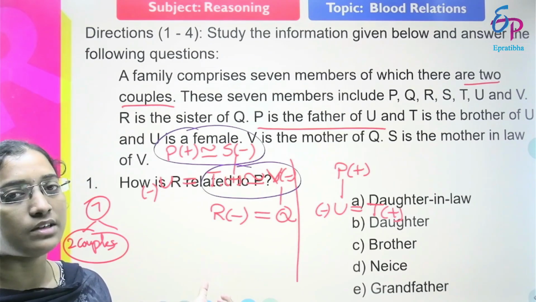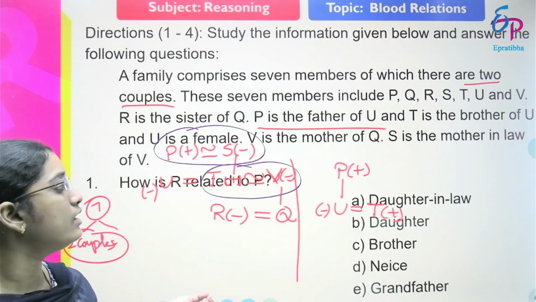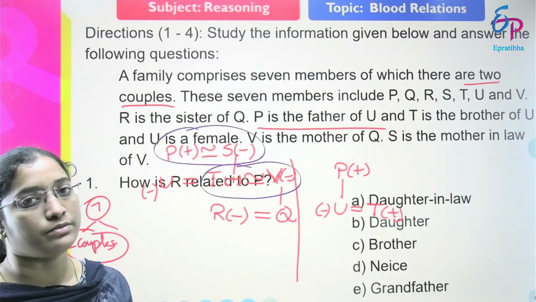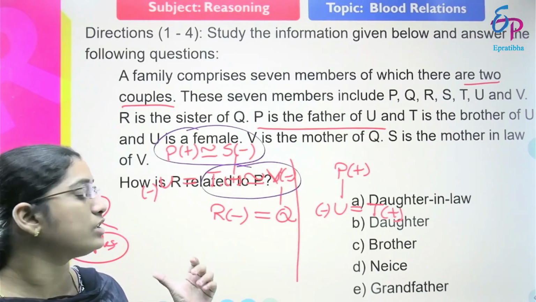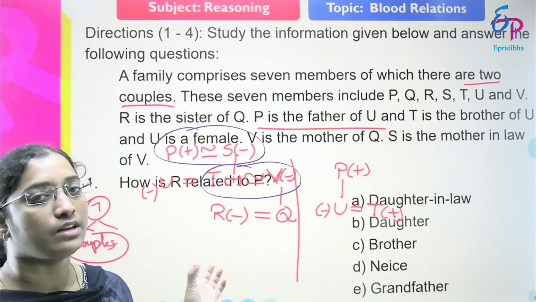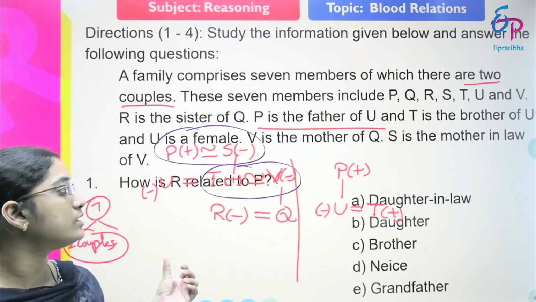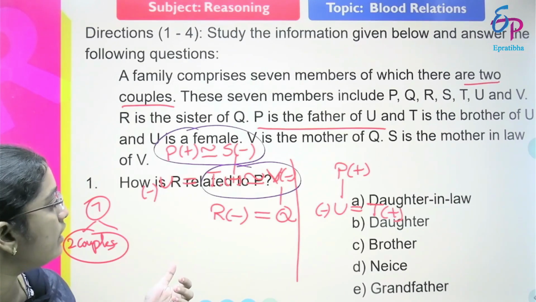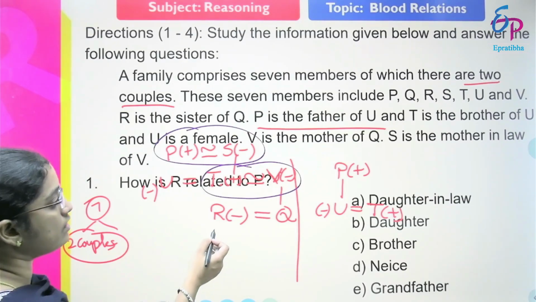That means our answer is the correct answer for this diagram. So we need to check all 4 questions. The 4 questions are related to the same information, right? So what's our first question? How is R related to P? Okay, how is R related to P?